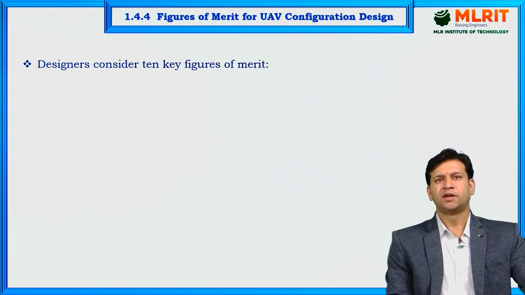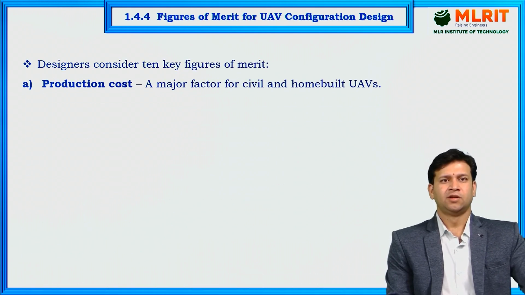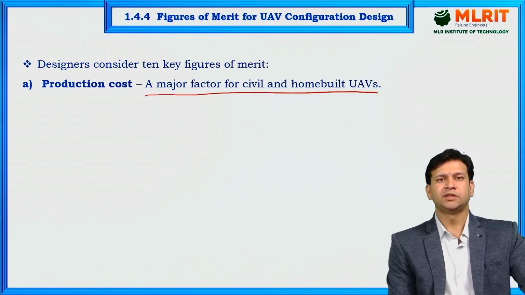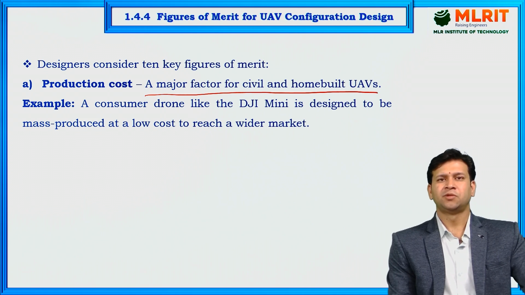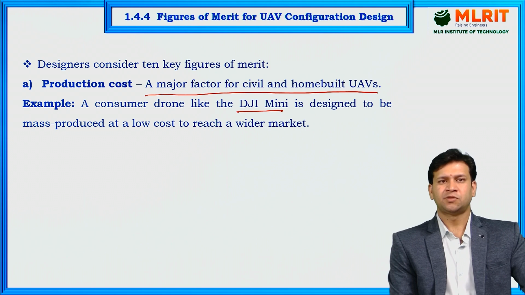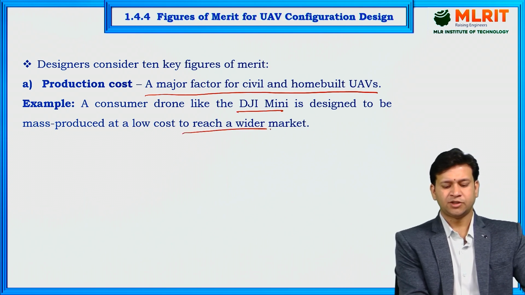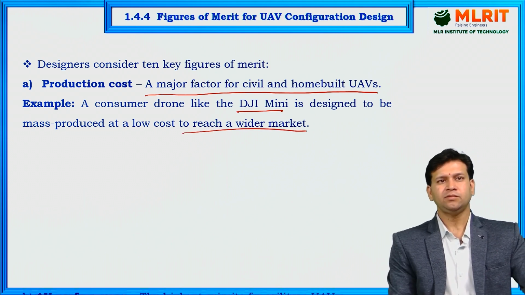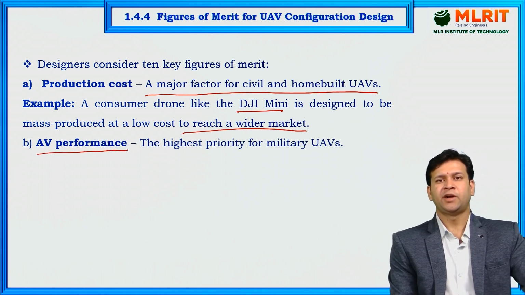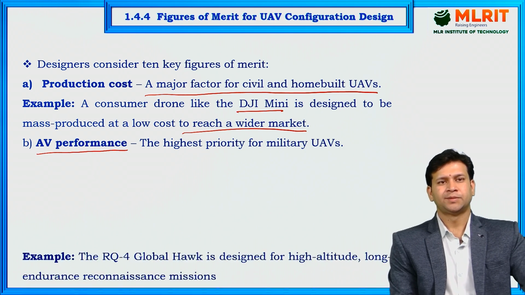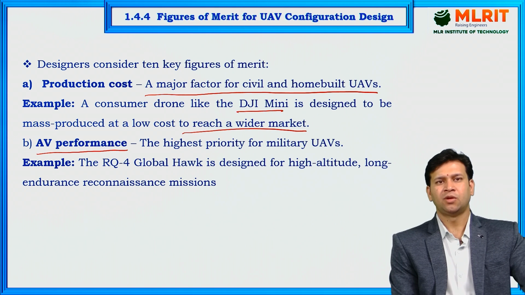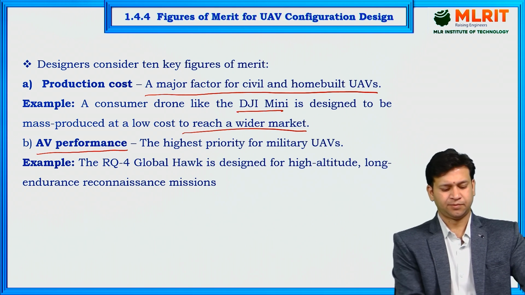Designers consider 10 key figures of merit. First one, production cost. It's a major factor for civil and home-built UAVs. For example, a consumer drone like DJI Mini is designed to be mass produced at a low cost to reach a wider market. Second is AV performance, air vehicle performance, the highest priority for military unmanned air vehicles. Example, the RQ-4 Global Hawk is designed for high altitude, long endurance reconnaissance missions.